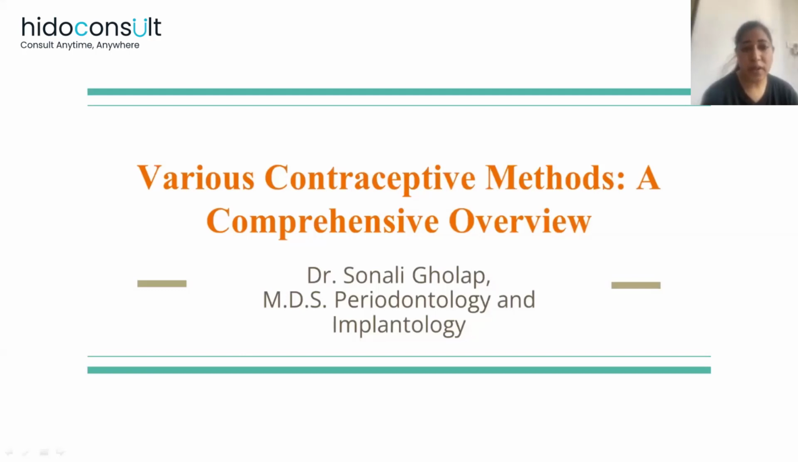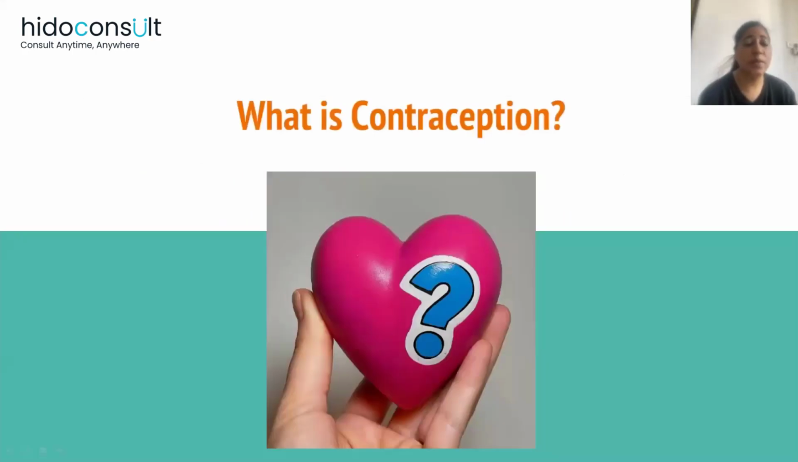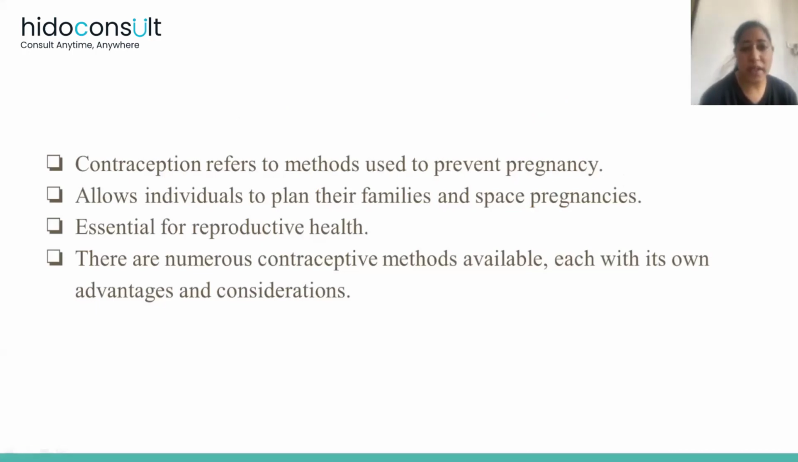Today we will be talking about various contraceptive methods, a comprehensive overview. So first of all, we should understand what contraception is. Contraception refers to the methods used to prevent pregnancy, allow individuals to plan their family and space pregnancies, essential for reproductive health. There are a number of contraceptive methods available, each with its own advantages and disadvantages.